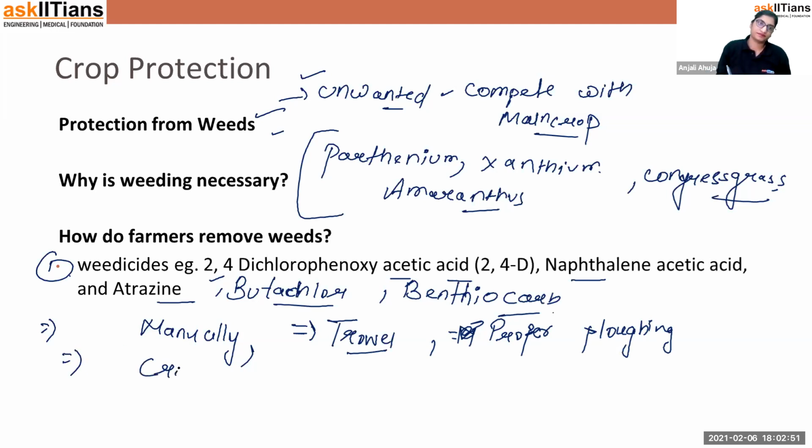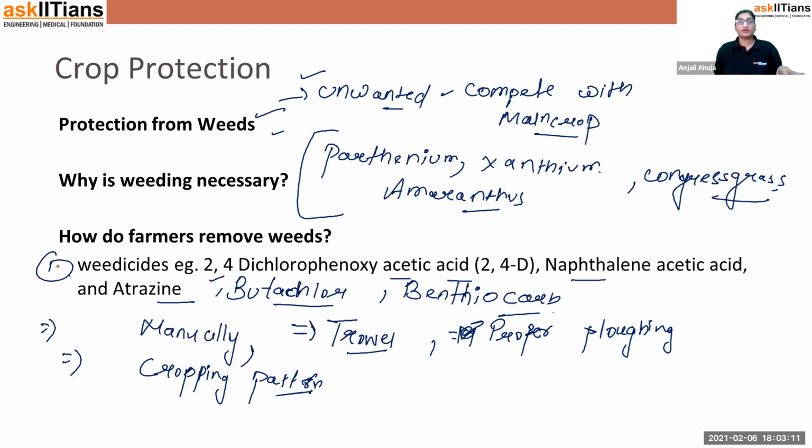Cropping pattern like crop rotation, intercropping, mixed cropping, because this is the one that reduces the growth of the weeds. Reason being, they are busy in recycling of the nutrient. They will not allow the growth of other crop, wheat.